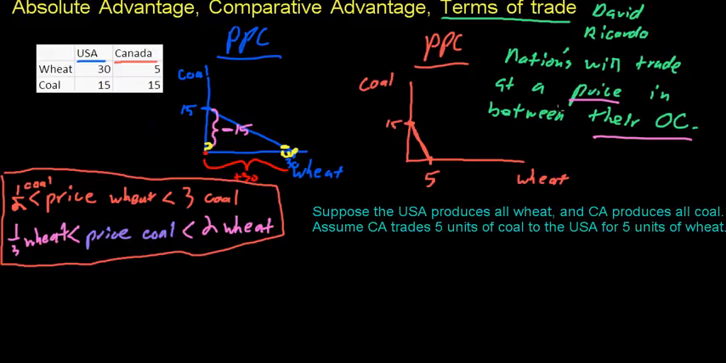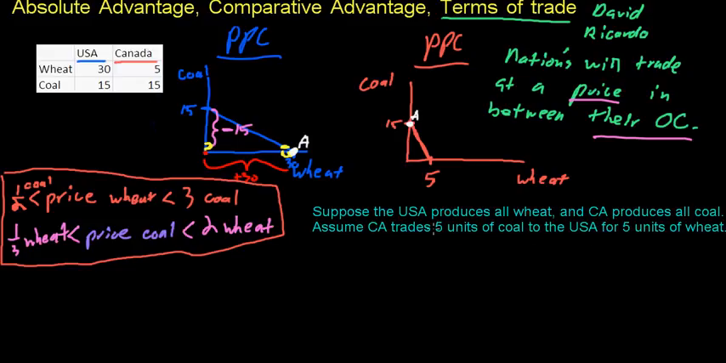So now the new stuff is that suppose the USA produces all wheat and Canada produces all coal. We're going to start out at the initial point, in white. The USA is going to be out here at 30 units of wheat and 0 units of coal, and Canada is going to be all the way up here at 15 units of coal and 0 units of wheat. Then assume that Canada trades 5 units of coal to the USA for 5 units of wheat.